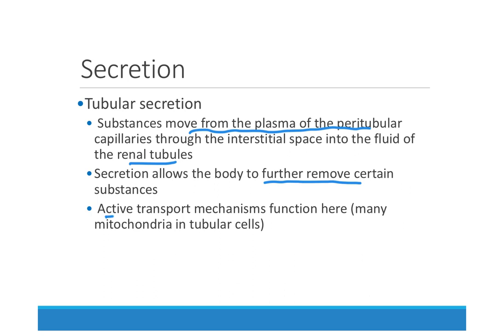Typically, active transport mechanisms are what are doing the secretion, and so we have many mitochondria present in the tubular cells to provide the ATP that you need for this active transport.